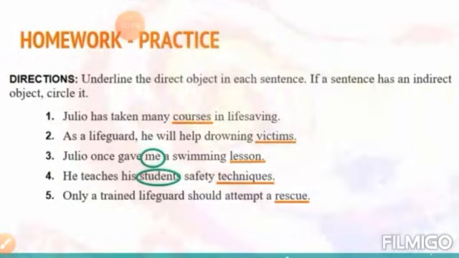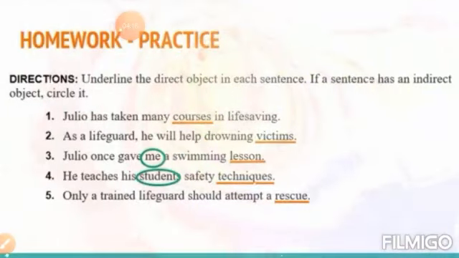Next sentences. Julia has taken many courses in life saving. So here the underlined word is the direct object because it gives the answer directly. Second is, as a lifeguard, he will help drowning victims. So in this sentence, the underlined word is the direct object.